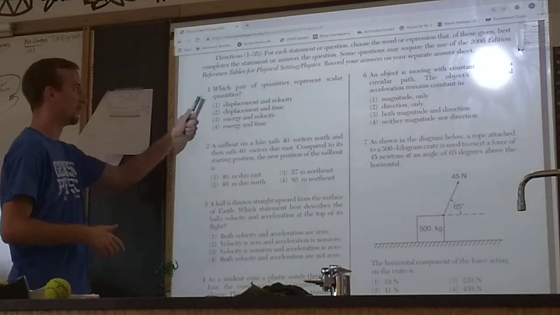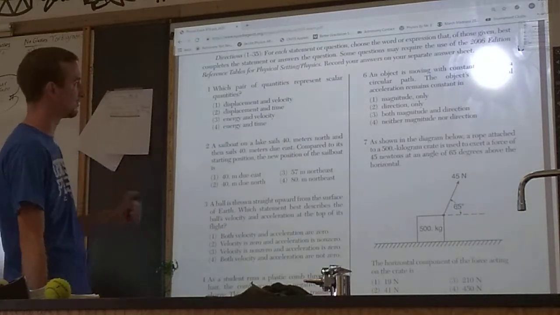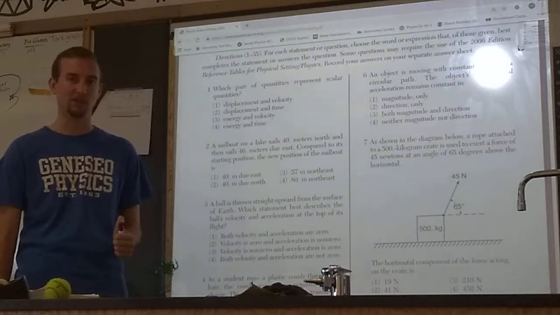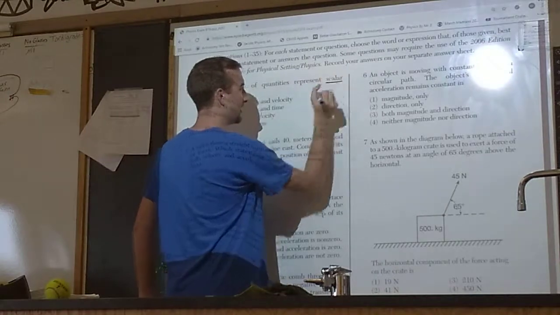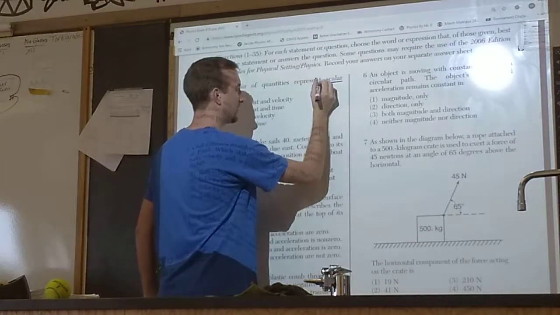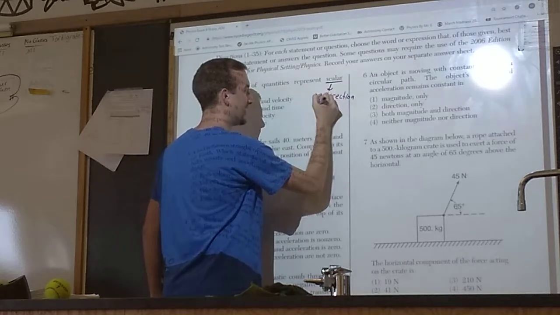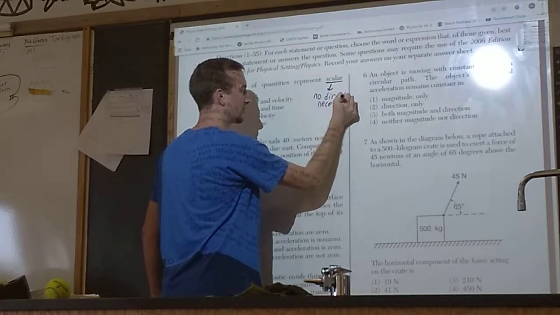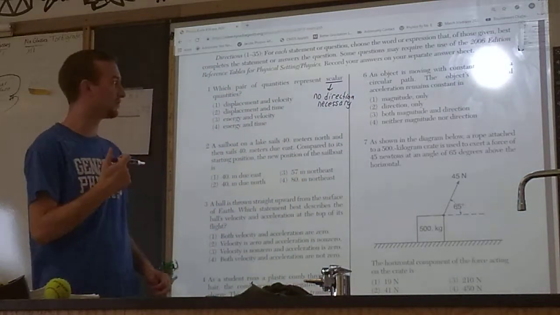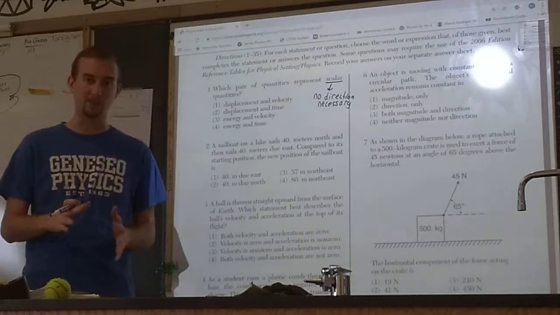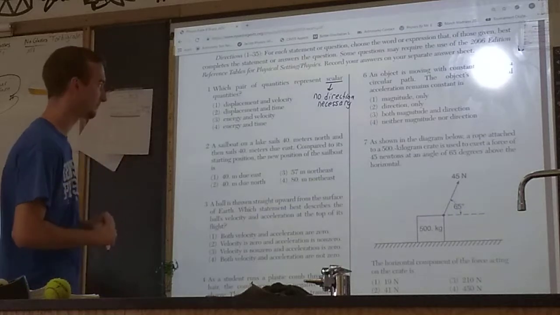Let's get started. The first question on every Regents I have seen for at least the past 10 years is some sort of scalar vector question. You need to know the difference between a scalar quantity and a vector quantity. As you hopefully remember, scalar quantities mean that there is no direction necessary in order to fully describe whatever measurement it is. Whereas for a vector, you need to say not only the magnitude, the size of the measurement, you also need to talk about what direction that measurement is oriented in.